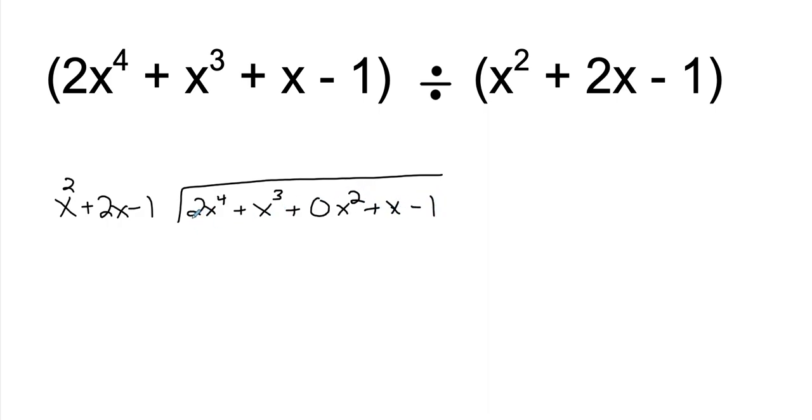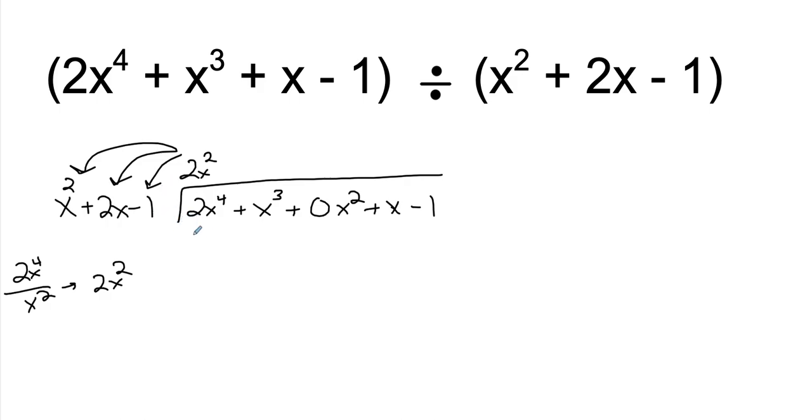And now we begin the process. Divide those front two terms, and we get 2x squared. Write our 2x squared up top. Distribute. Okay, so if we got this process down, it's pretty much the same thing all the way through. So when we're doing this, I'll write these down here.